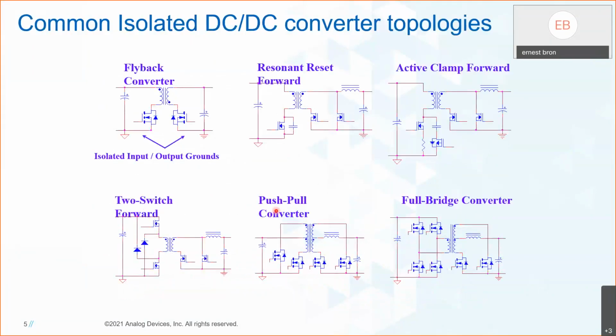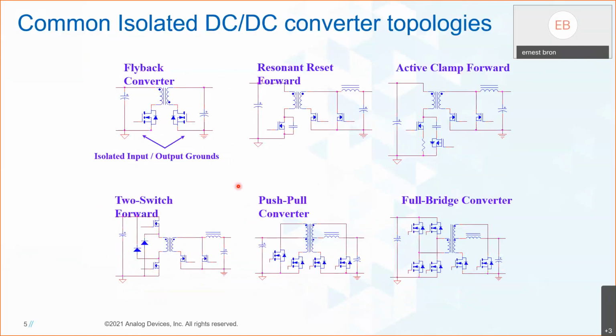So topologies, there's a bunch of topologies. This is by no means everything, but in general, these are the ones we see. So first of all, the flyback, right? Then you have a forward, you have an active clamp forward, you have a 2-switch forward, a push-pull, and a full bridge converter. This one you see quite a bit as well.